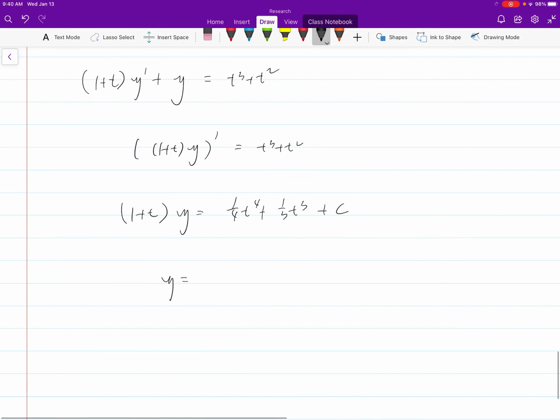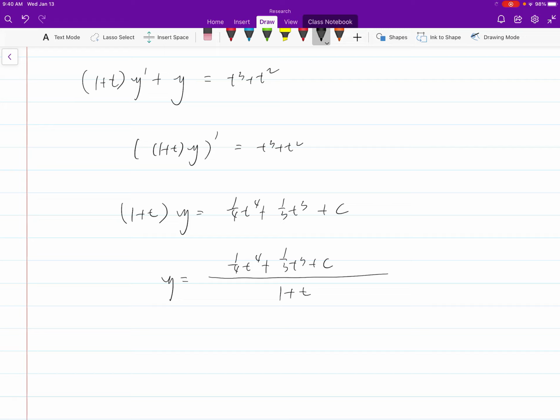Plus a c, so y equals, if we don't want to simplify, we can simply just keep things in this way. That's it. All right, that's basically the idea of doing integrating factor.